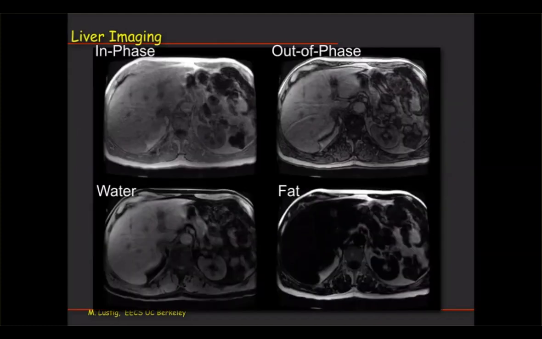This is an example of an in-phase image of the abdomen. This is the liver, for those who do not recognize. I believe that this is a piece of a kidney, and these are the bowels. That's subcutaneous fat, and this is belly fat. And then this is an out-of-phase image. Okay, this is an in-phase image, and this is an out-of-phase image.